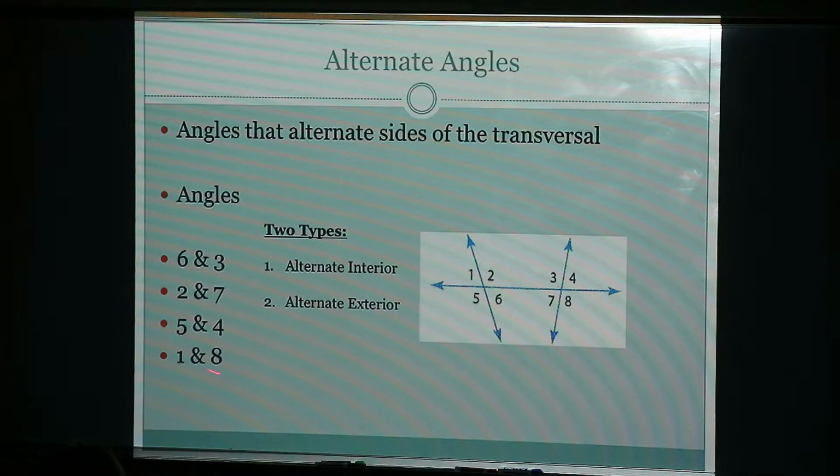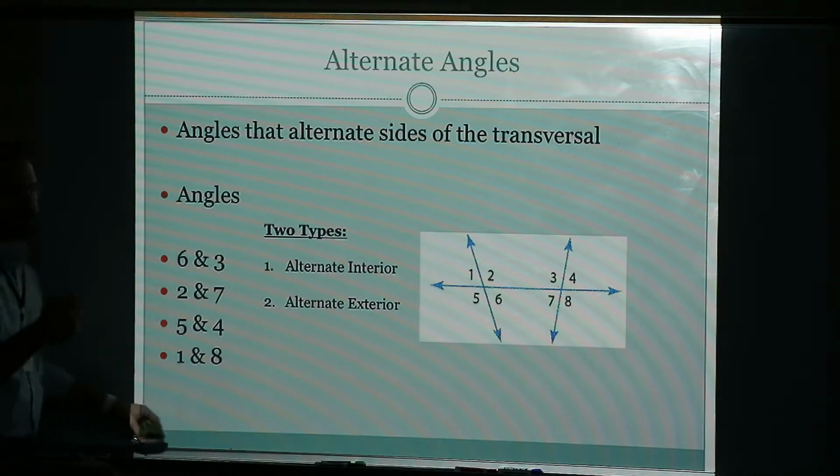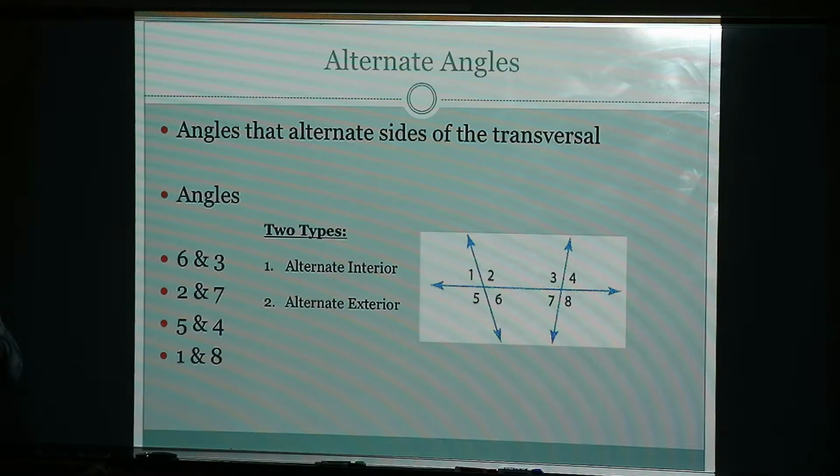So again, the bottom pair are alternate exterior, the top pair are alternate interior. The hard part about alternates is that there's three parts to it. They have to be on alternating sides of the transversal, they either have to be interior or exterior, whatever they say, and then they cannot be adjacent to each other. They have to be what they call non-adjacent, not next to each other.